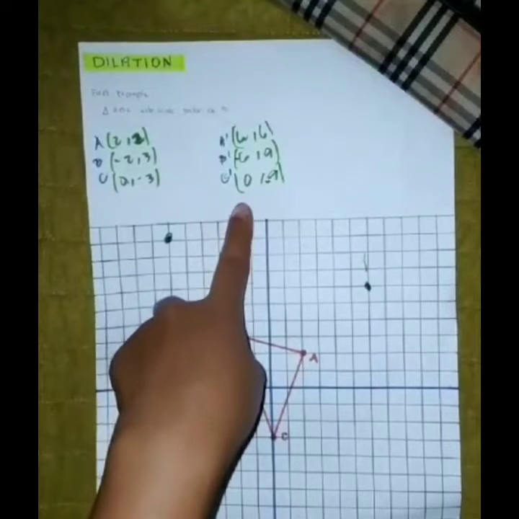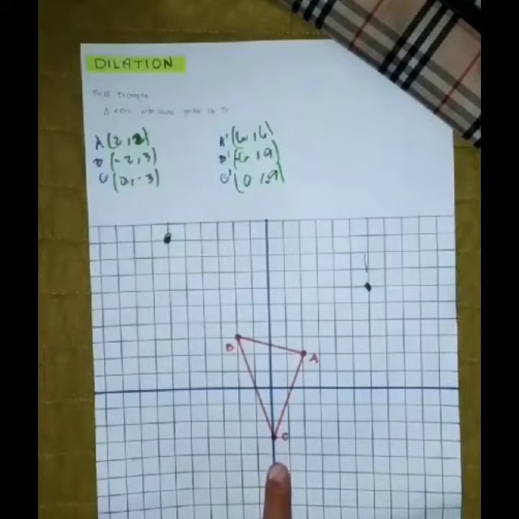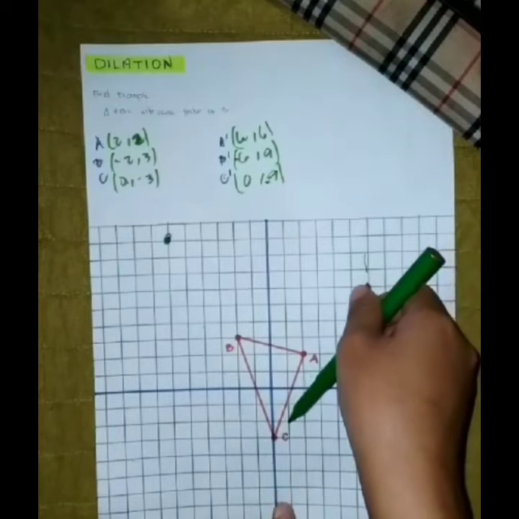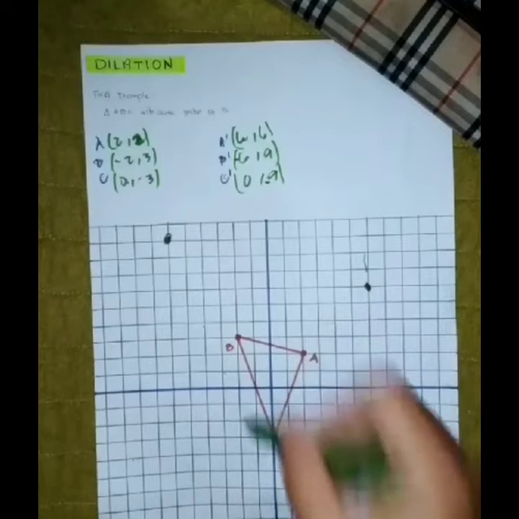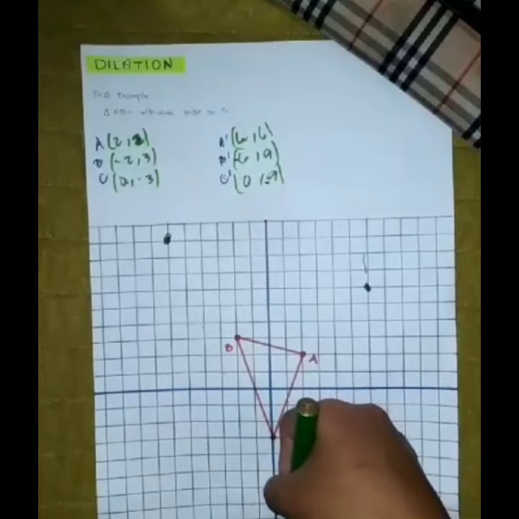And then for C prime, 0. Since it is 0, we go along this line and then to the 9th: 1, 2, 3, 4, 5, 6, 7, 8, 9. So it is on this side. So it is very far now, right?